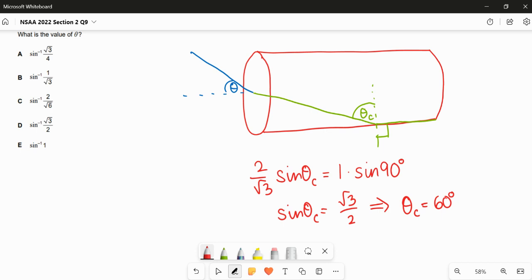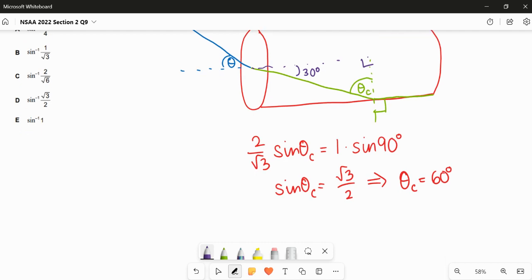Now, how is that useful? If we draw a triangle here, and we know this is 60, then this must be 30 degrees by the fact that we have this right angle triangle. So then we can find theta pretty easily from Snell's law. So we have 1 times sine theta, because this would take the place of the first refractive index and first angle, equals 2 over root 3 times sine of 30 degrees.